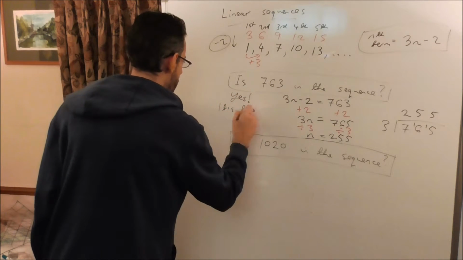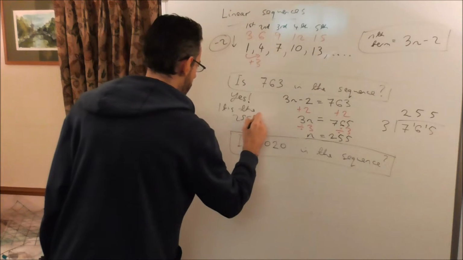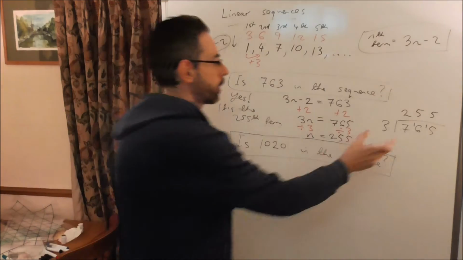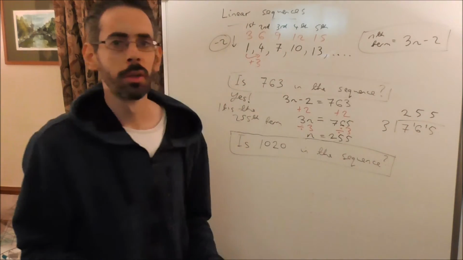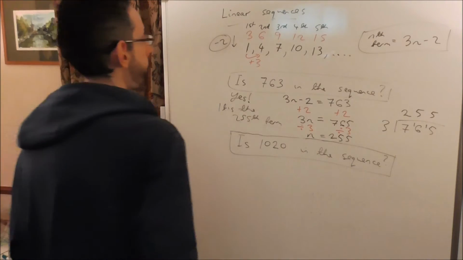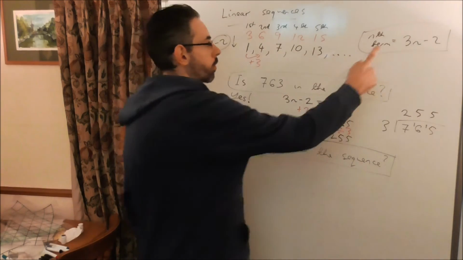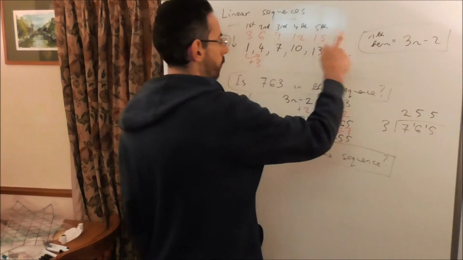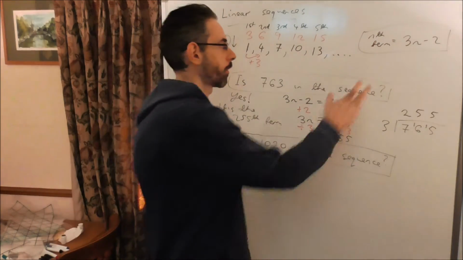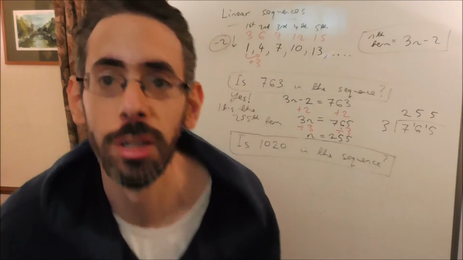It's the 255th term of the sequence. If we'd have got a remainder here, or a decimal answer, then we'd have known that it's not in the sequence, because you can only put whole numbers into this formula, because the position numbers are just whole numbers. But since we've got 255, that tells us that it is in the sequence, it's the 255th term.